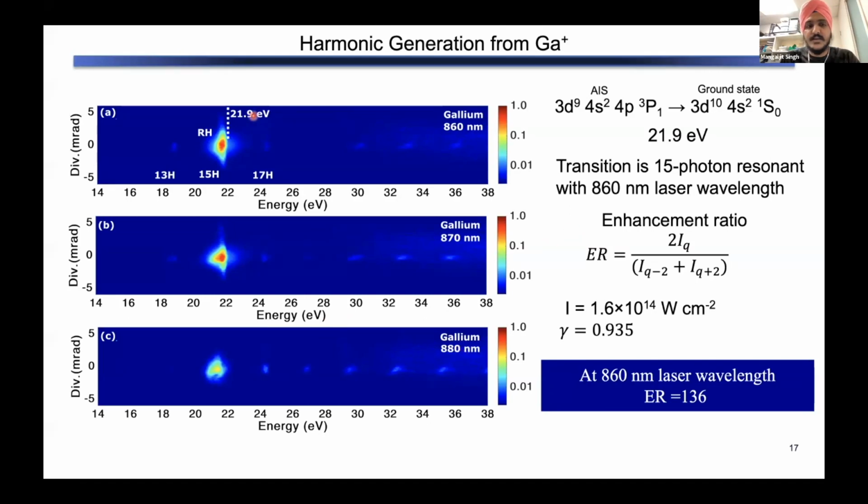To estimate the enhancement of the resonant harmonic order, we have used this equation, which essentially compares the intensity of the resonant harmonic order to the neighboring harmonics. At the given laser conditions at 860 nanometer laser wavelength, we have an enhancement ratio of 136. And the gamma parameter, which is the Keldysh parameter, is about 0.935.